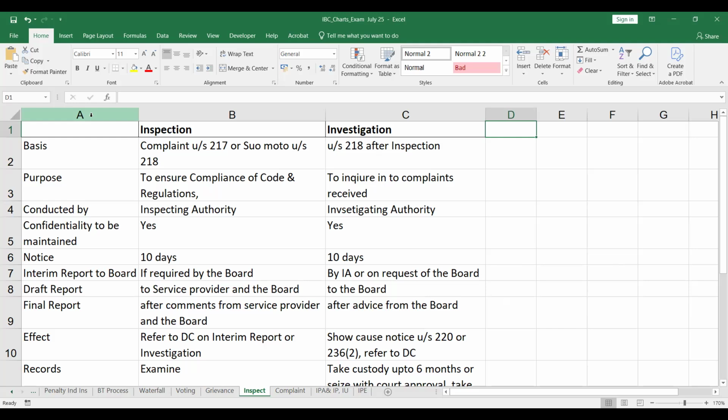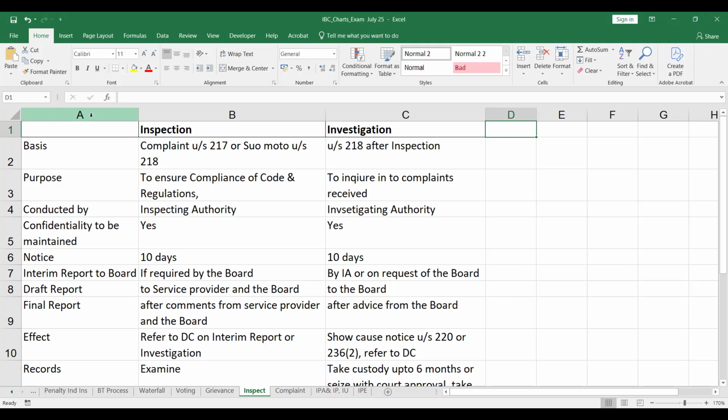Normally, before starting inspection, the IBBI will give 10 days notice, but that notice may be dispensed with if the authority feels that the person may tamper with the documents. So in that case, that requirement of 10 days may be dispensed with. There is a provision for an interim report to the board. If the board requires, it may ask for the interim report for the inspection.